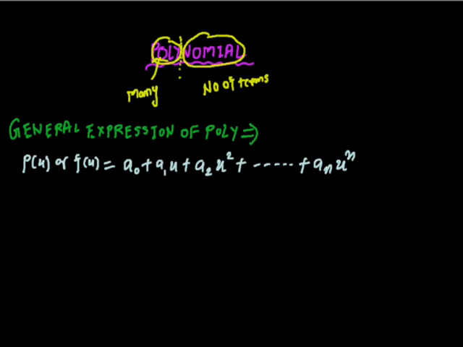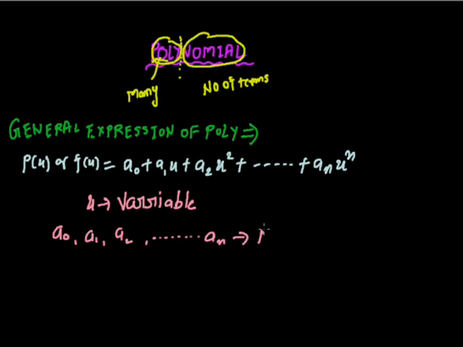Now in this expression, two things are involved. One is x. x is the variable. And what about a0, a1, a2, a3, and so on up to an? These all are real constants. Means these can take real values. These all are the real constants.